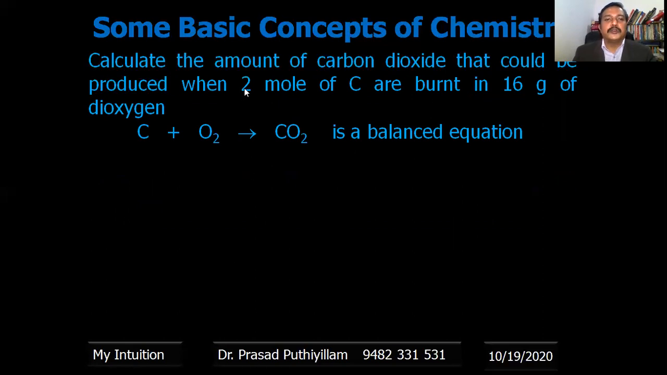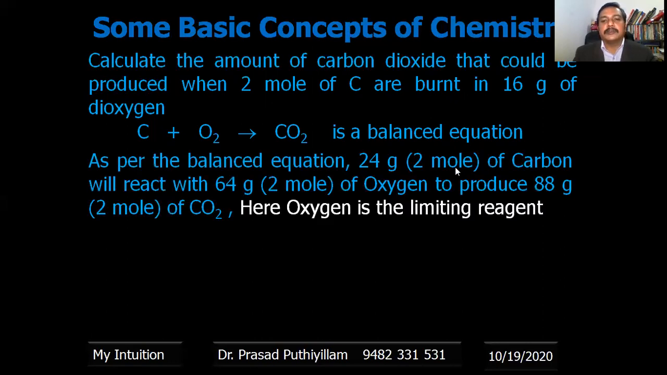Okay, so if 2 moles of carbon are burnt in 16 grams, we can say that 2 moles of carbon reacts with 2 moles of oxygen to get 2 moles of carbon dioxide. Therefore, 2 moles means 12 into 2, that is 24 gram; 12 is the atomic mass of carbon. It reacts with 64 grams, that is 16 into 2 multiplied by 2, 64 gram, that is 2 moles of oxygen. It produces 88 gram of carbon dioxide, that is 2 moles of carbon dioxide. That is the molecular mass, 44 multiplied by 2, it is 88.